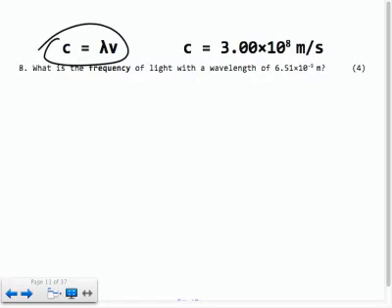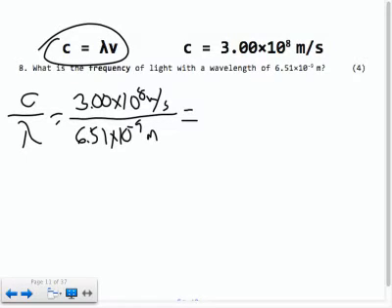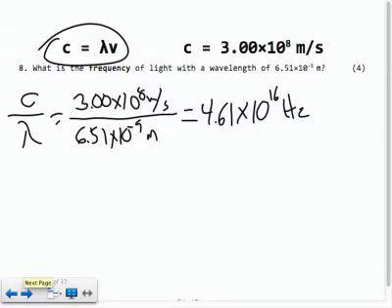Well, here's the formula for speed of light, wavelength, and frequency. And to find the frequency, we take the speed of light divided by the wavelength. So in this case, we have 3.00 times 10 to the 8th meters per second divided by 6.51 times 10 to the negative 9th meters. So with 3 significant figures, that comes out to 4.61 times 10 to the 16th hertz, or waves per second.